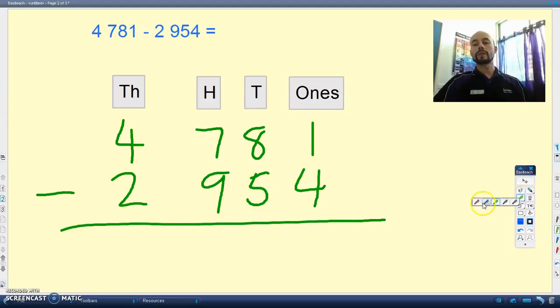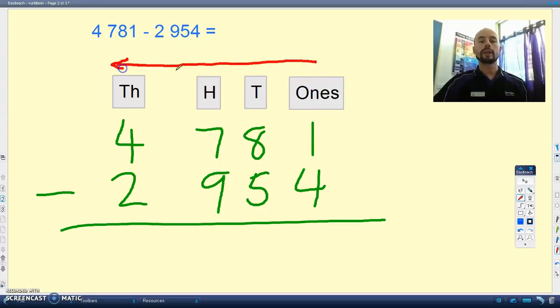I'm going to choose a different color here so that you can see as I work through. So first, I remember I start over here in the ones column and I'm going to work in this direction from right to left. 1 take away 4. There's 1. Can I take 4 away from that? No, I can't. So what am I going to do? Well, what I need to do is knock, knock, knock. Go next door, knock on the door, ask for some sugar. But I need to borrow from next door.